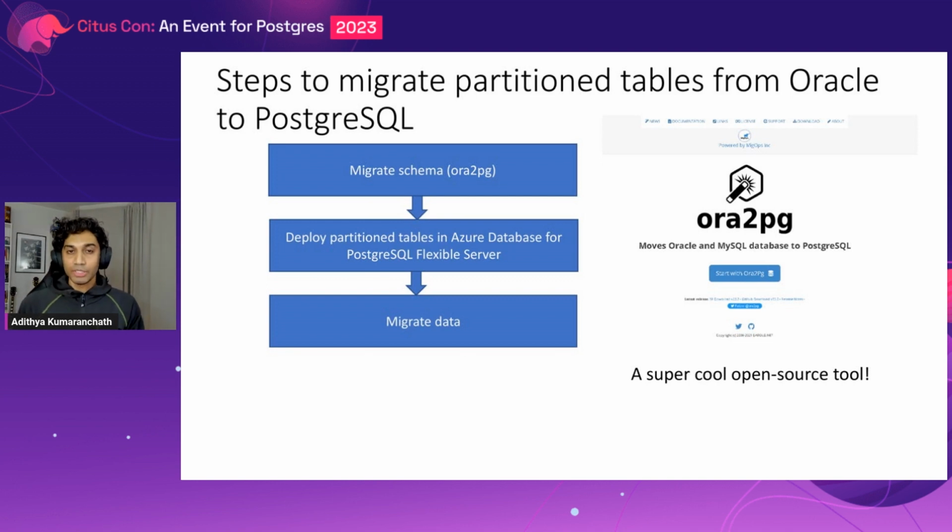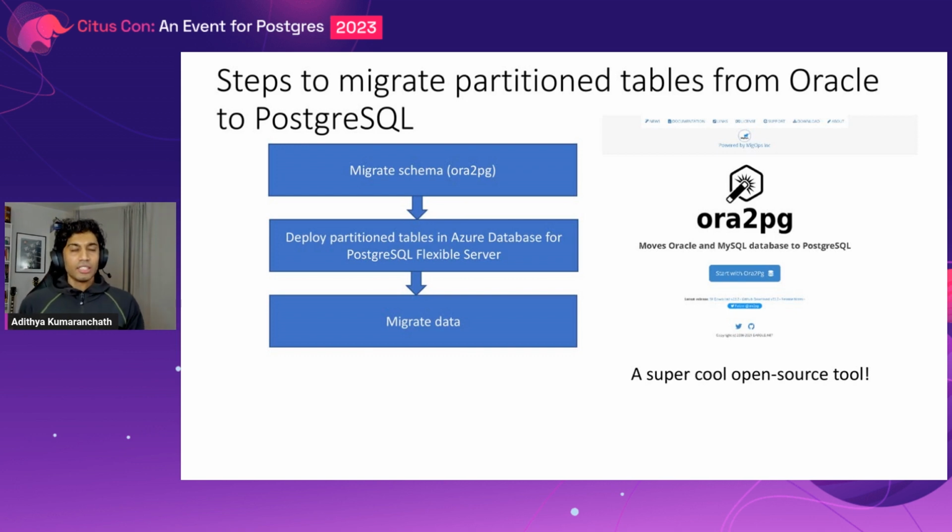And there's extensive documentation. It's an open source tool, there are a lot of contributors to it, and the author is super helpful and responsive. So it's a really cool tool to use. You can use Ora2PG to automatically convert partitioned tables into PostgreSQL. There are two options. You can either deploy them directly to the target, or you can export the PGSQL scripts and then deploy them manually, which is what we are going to do in the demo.